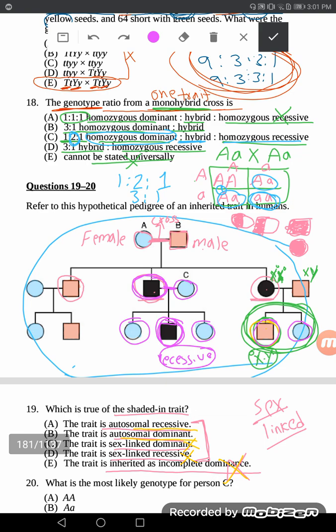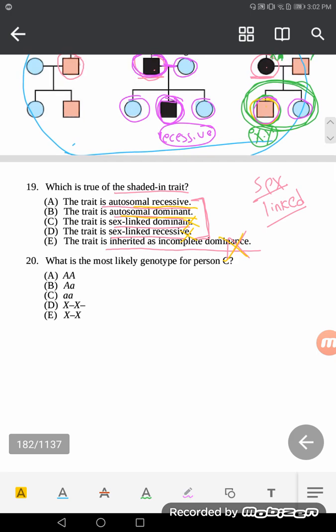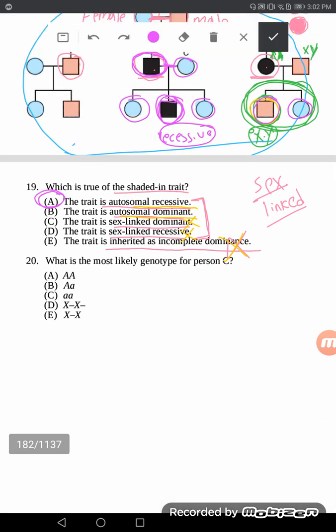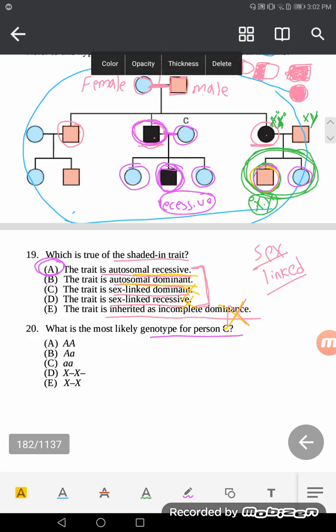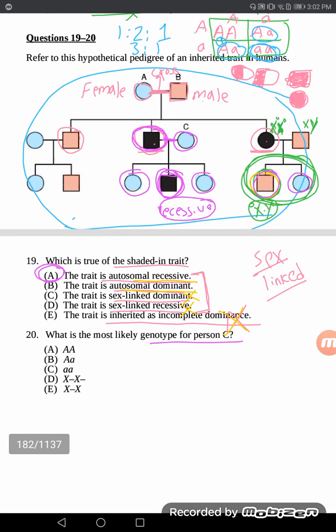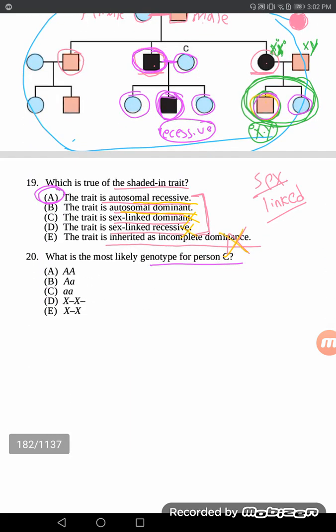So the answer for the question is that the trait is autosomal recessive. It is this one. And I hope it's clear. Now we have another question related to this chart. What is the most likely genotype for person C? So this is person C, we can see it here. So what's the possible genotype for that person?